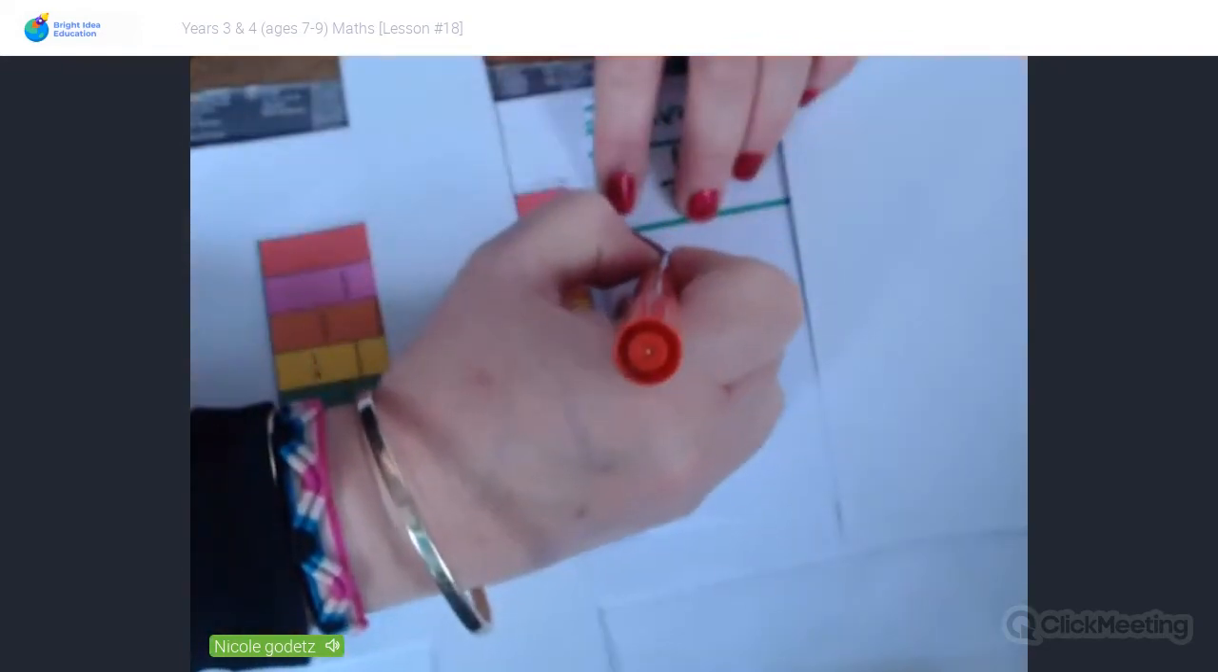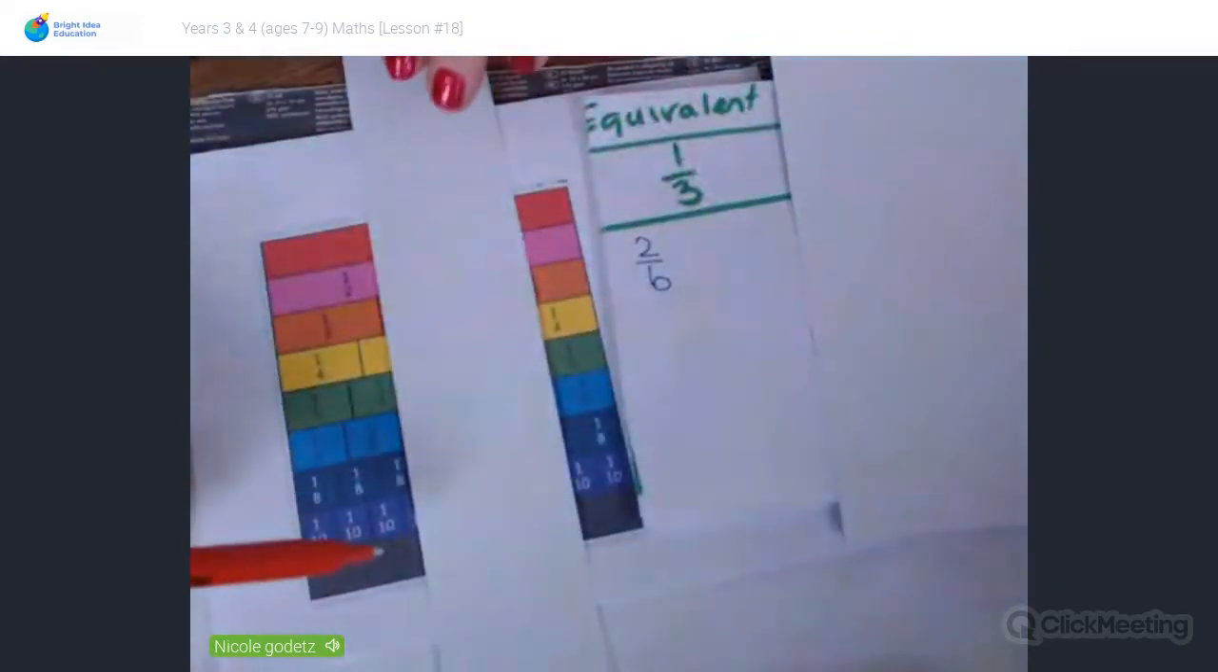How many sixths? 2 sixths. Okay. 2 sixths. How about twelfths?